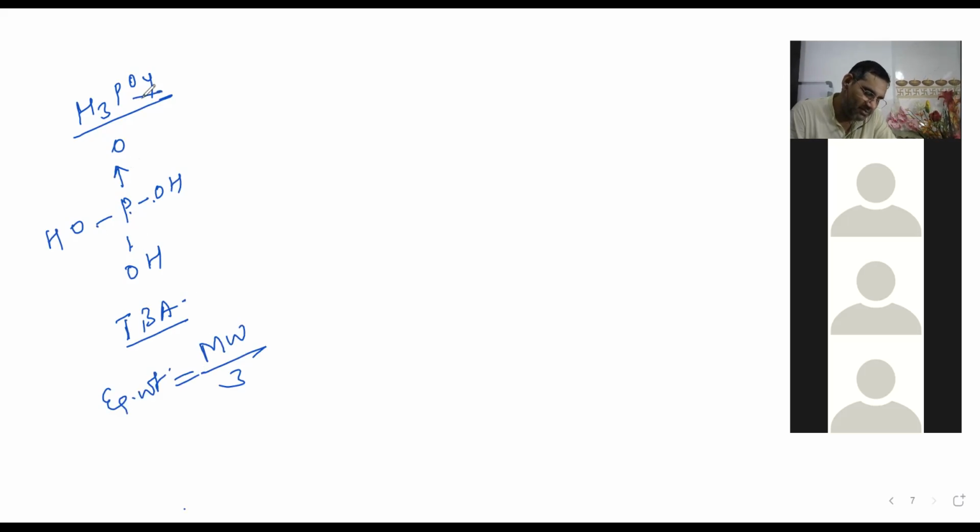Molecular weight: 16 fours are 64. 64 plus 34 is 98. 98 divided by 3. This will be the equivalent weight. This equivalent weight will be very important to calculate the normality of the solution. So that's why it's so important. So this is all for H3PO4.